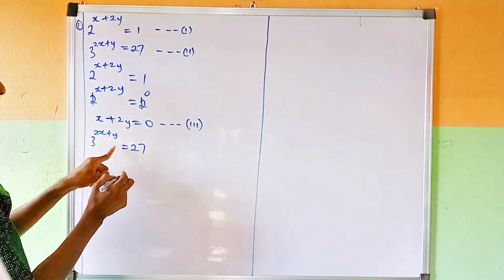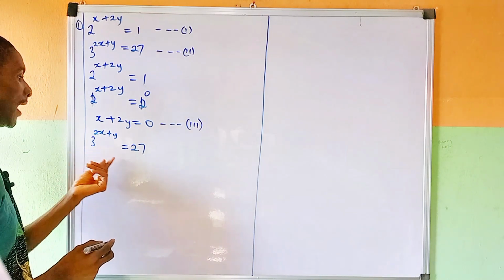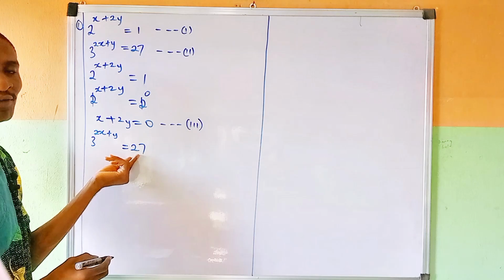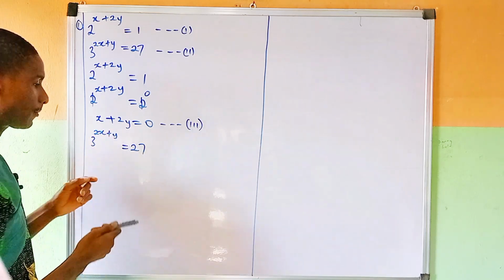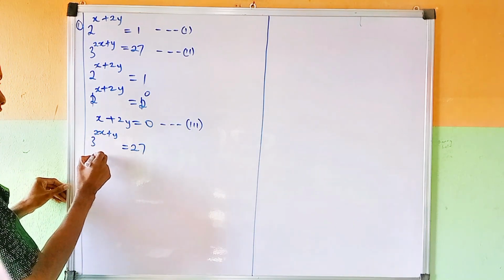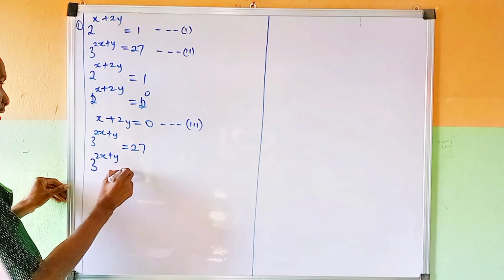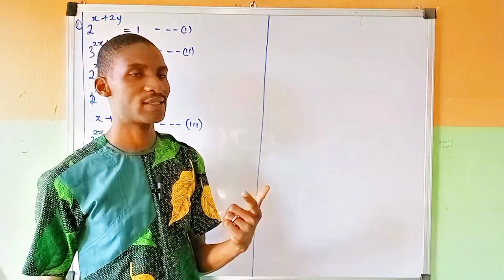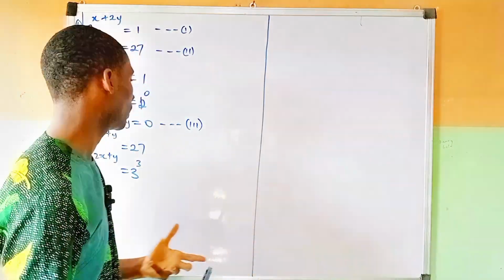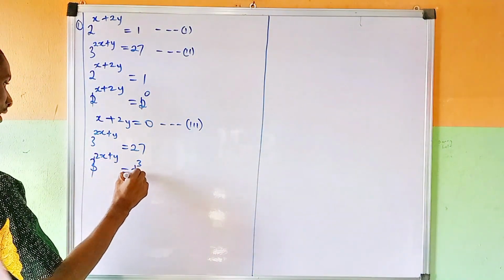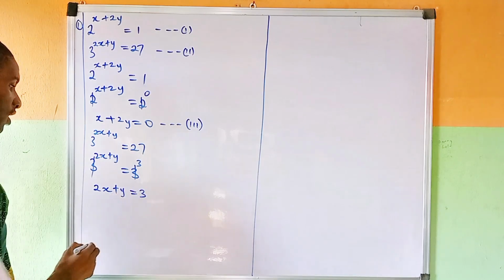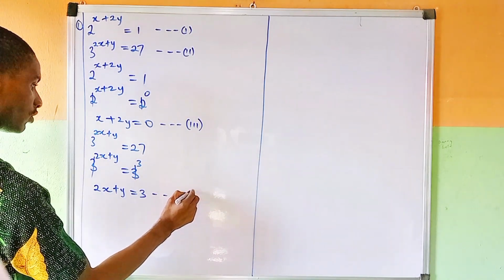I can also convert this to have the same base number. So 27 is the same thing as 3 raised to the power 3. So I can have 3 raised to the power 2x plus y equals 3 raised to the power 3, because 3 times 3 is 9, times 3 is 27. Alright, so this time around, this can cancel this, then I have 2x plus y equals 3. This becomes my equation 4.